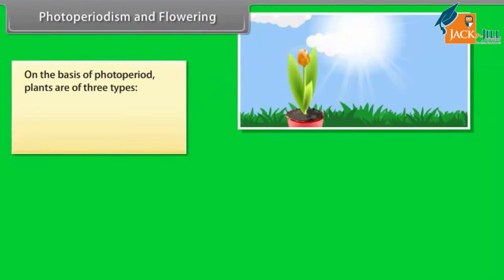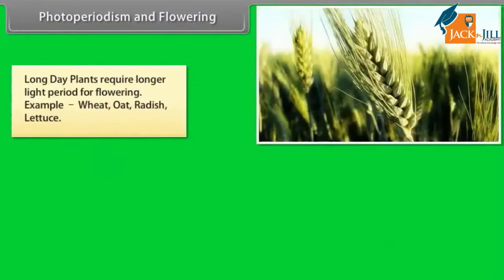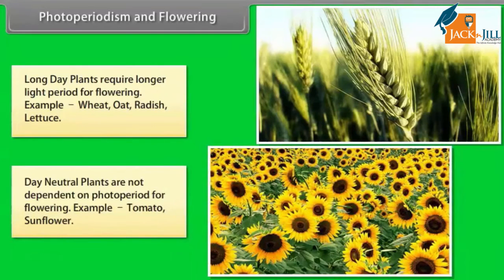On the basis of photoperiod, plants are of three types: short-day plants, long-day plants, day-neutral plants. Short-day plants require longer dark period for flowering. Example, tobacco, rice, dahlia. Long-day plants require longer light period for flowering. Example, wheat, oat, radish, lettuce. Day-neutral plants are not dependent on photoperiod for flowering.